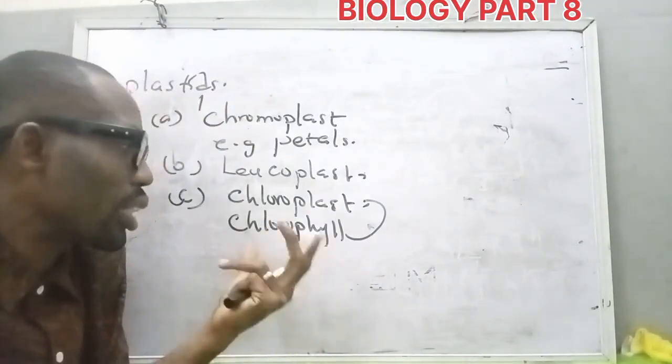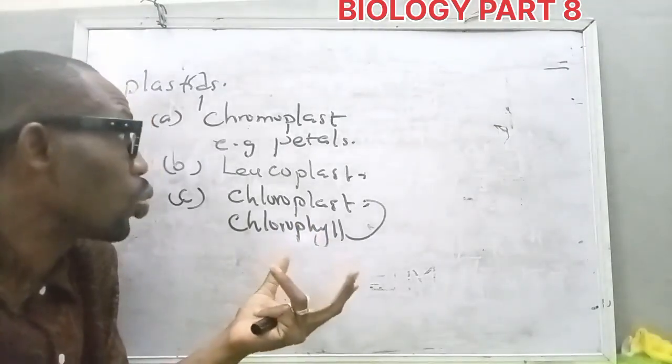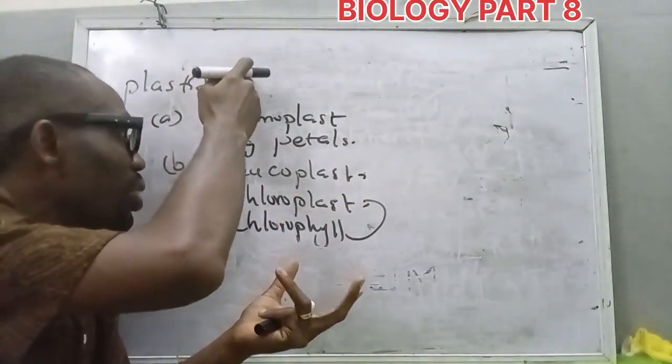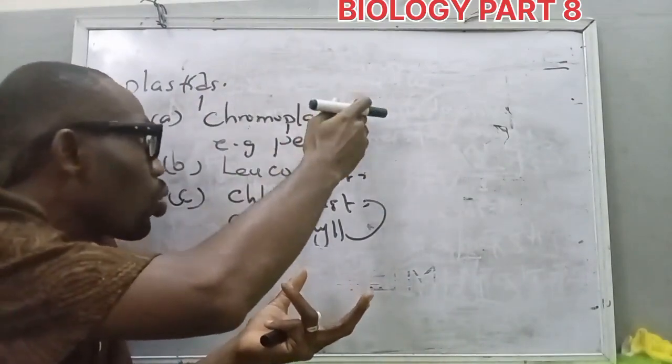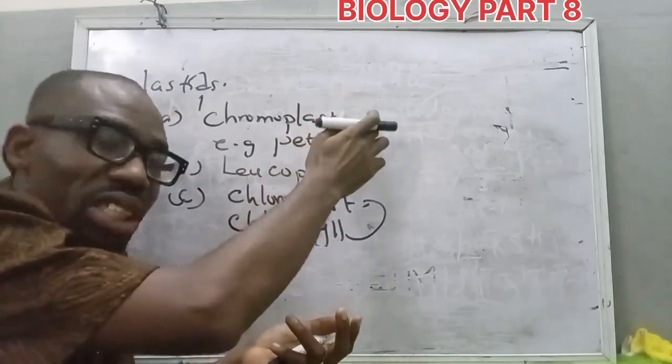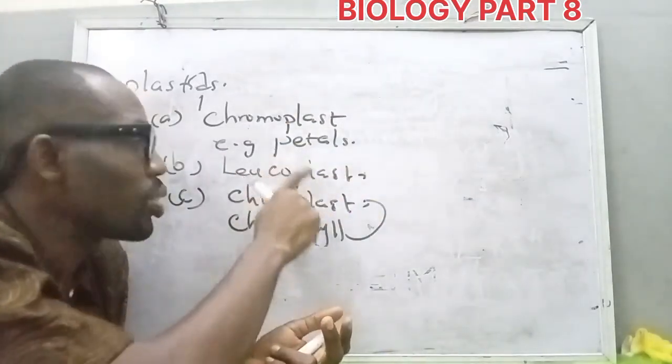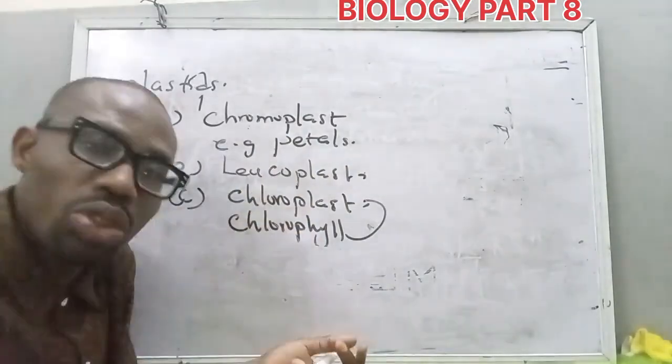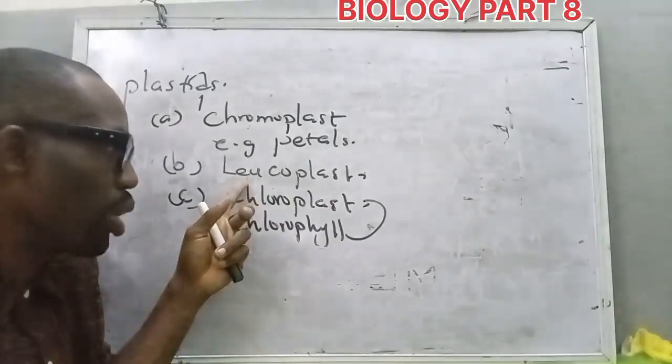But now we're just looking at cell components as the case may be. Plastids are found in the cytoplasm and grouped into three: chromoplast, leucoplast, and chloroplast. I've told you their functions. The chromoplast gives color to plant parts like petals, while the leucoplast stores what? It stores starch and protein. It is mainly for storage.